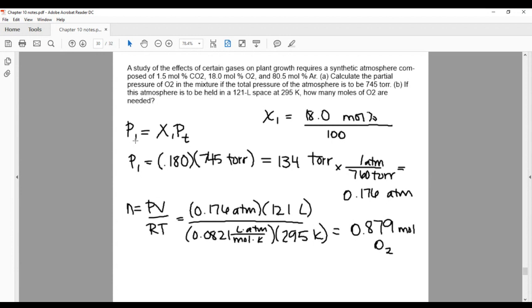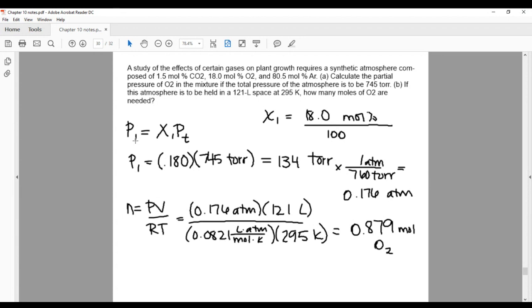So I convert my torr that I calculated in part A to atmospheres, and that gives me 0.176 atmospheres. I plug all that in, and I solve for n, my number of moles, and I get 0.879 moles of O2. So again, don't let the equation throw you.